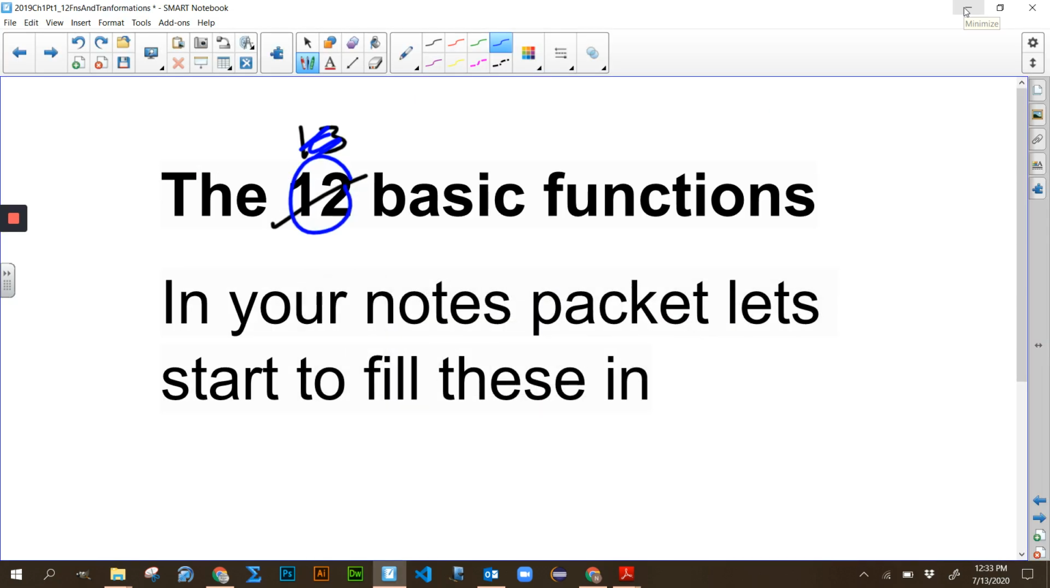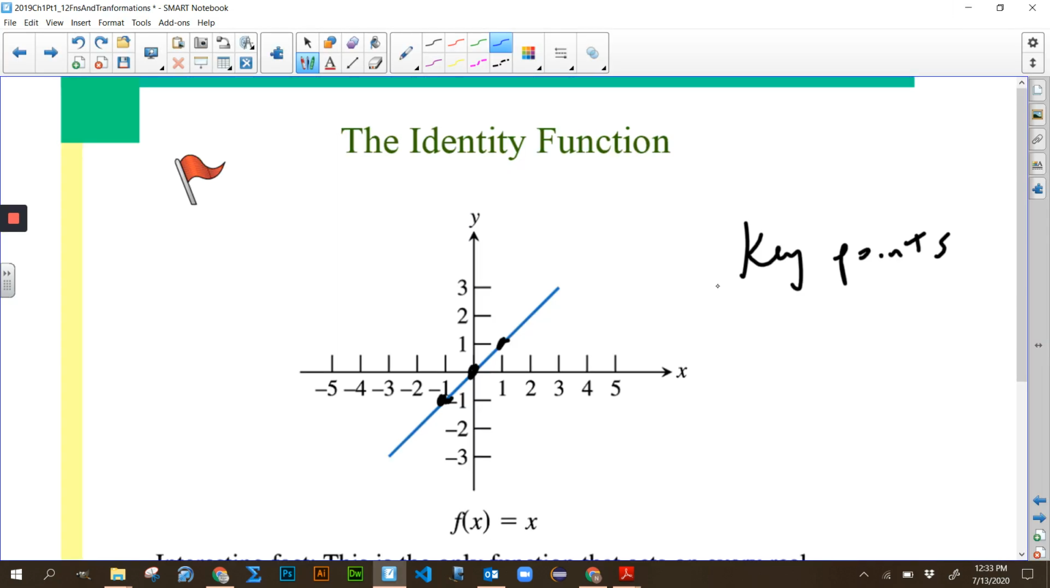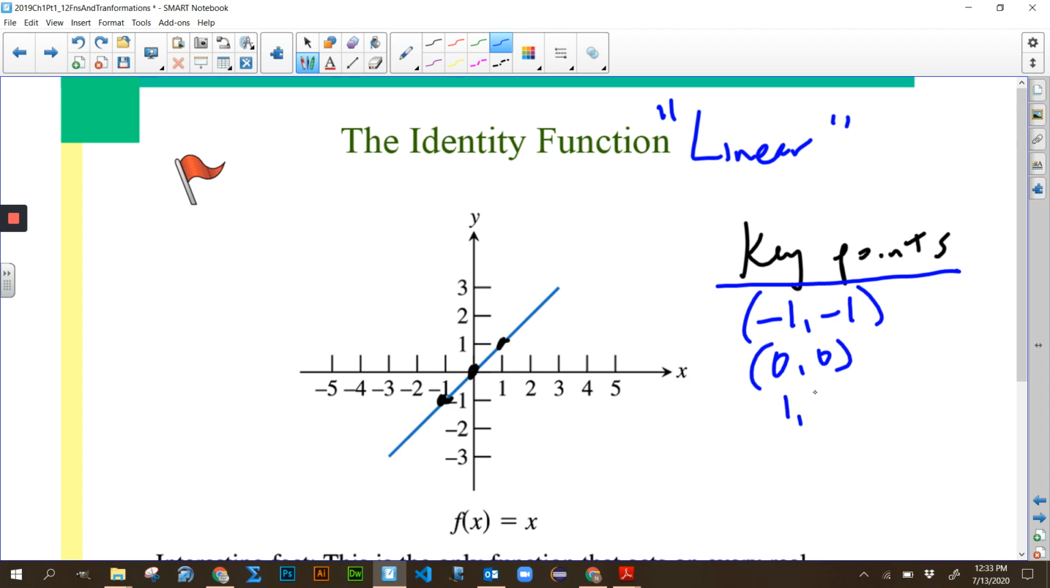All right, we are going to look at a couple of key points. Some of these graphs we're going to do transformations on as we progress through this chapter, so there are some key points that I do want you to have written in there. For the identity function, which I think I have named linear on that sheet, it's just a line, y equals mx plus b, with slope 1, going through (0, 0). Our three key points are (-1, -1), (0, 0), and (1, 1), and we're going to use those points when we do some transformations.